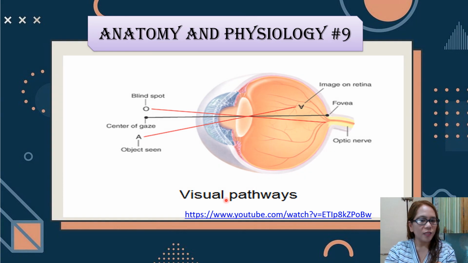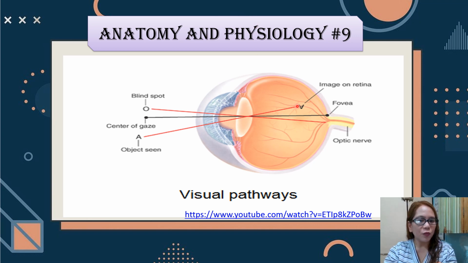Okay, let's now discuss the visual pathways. The human eye has a feature like a camera. We have the lens, which focuses the light, and the cornea, which bends the light rays. Its primary function is to form the image onto the retina, which is your receptive surface inside the eyes.